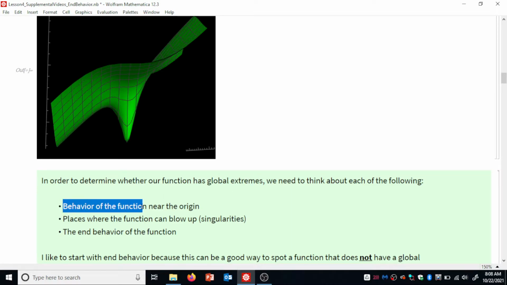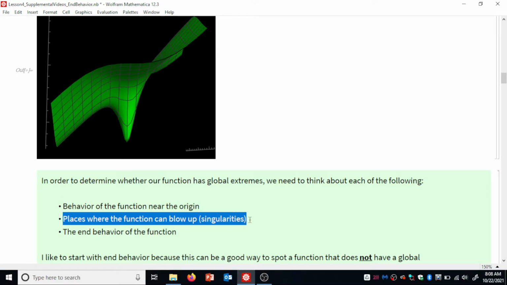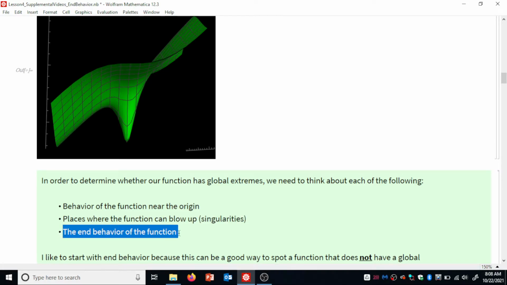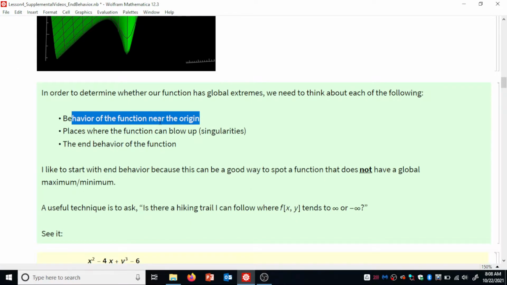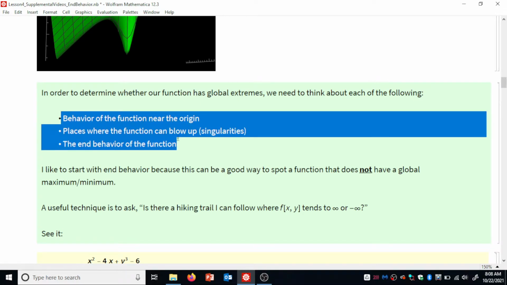We need to look at the behavior of our function, yes, near the origin. We need to look at places where the function can blow up. Basically, if you're dividing by 0 or something, or close to dividing by 0, the function can have some crazy behavior. But the big one is we also have to look at the end behavior of the function. What happens when we get away from the origin? And if you analyze these three things, you could do a pretty good job of figuring out if your function has a global max, a global min, both, or neither.